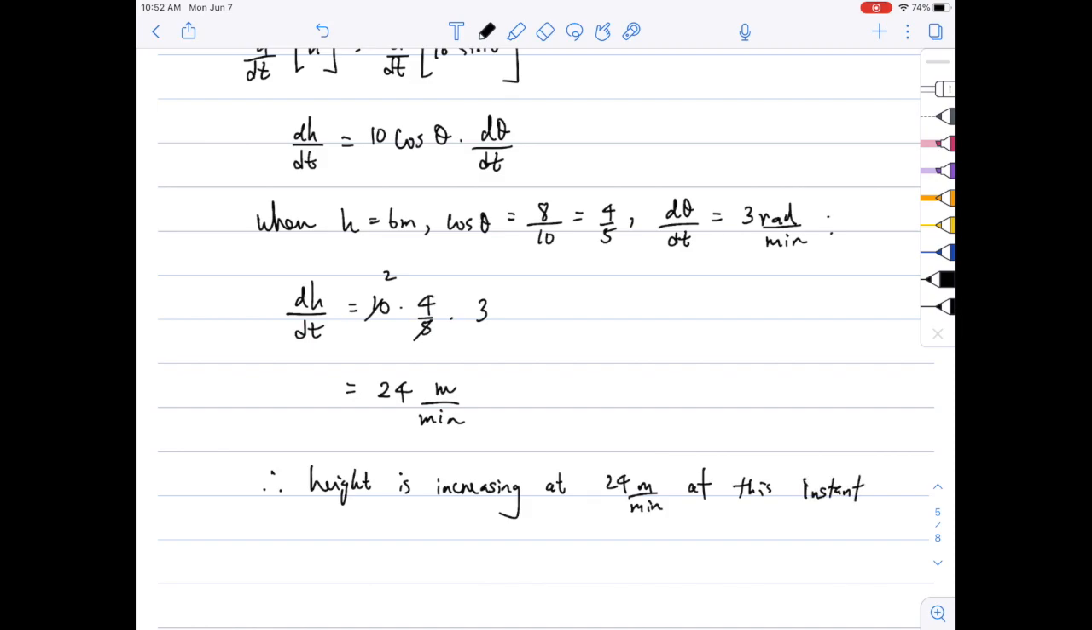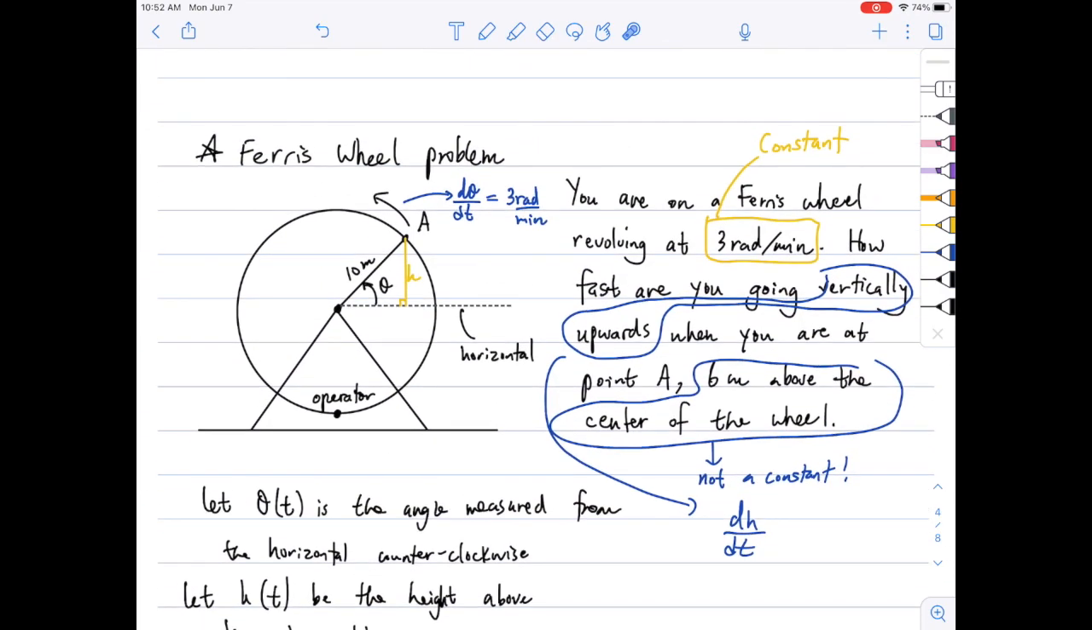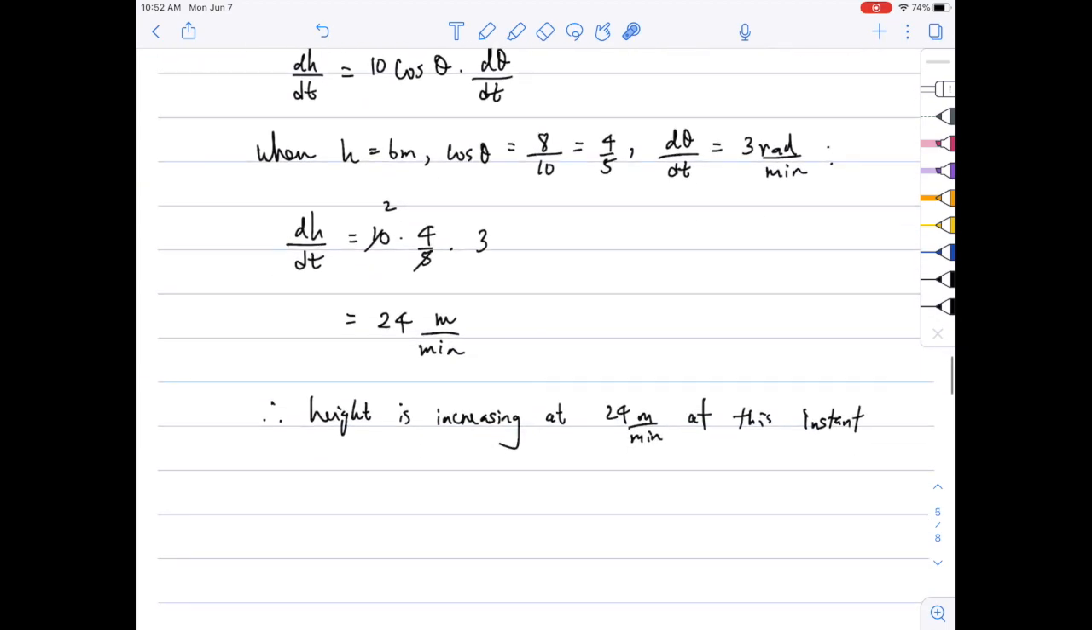Now, if this rate were negative, it might be a case like when you're moving down, where your height is decreasing from the horizontal. So it might be positive, it might be negative. The sign of the rate tells you which direction you're heading in. Are you heading away from the horizontal, or towards the horizontal? All right, so that's the second related rates problem. Hopefully that makes sense.